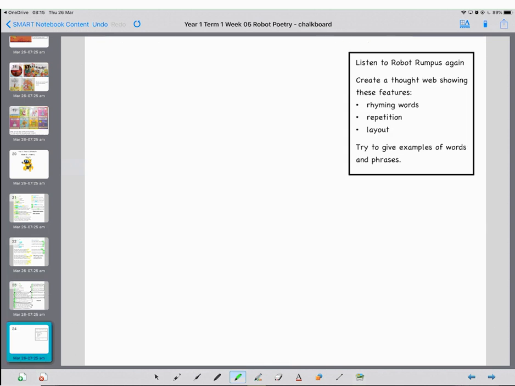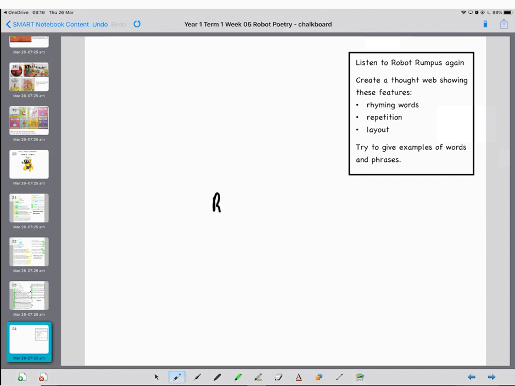So finally, your task today is going to be to listen to the Robot Rumpus poem. Again, I'll put a link underneath this video, but you could always go back to yesterday's otherwise. And then you're going to create a thought web about what features Robot Rumpus has. So the way a thought web works is we'd start off with the name of the poem in the middle. Now I'm going to do this with Robot Contractions, not in highlighter pen though. Sorry about that.